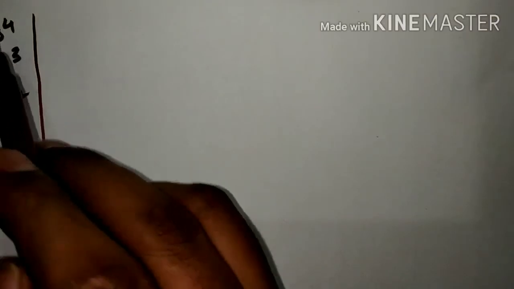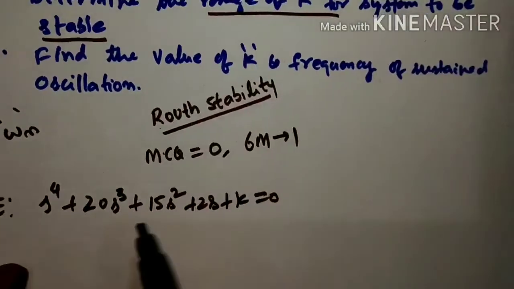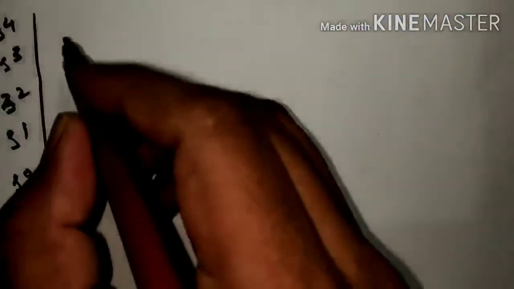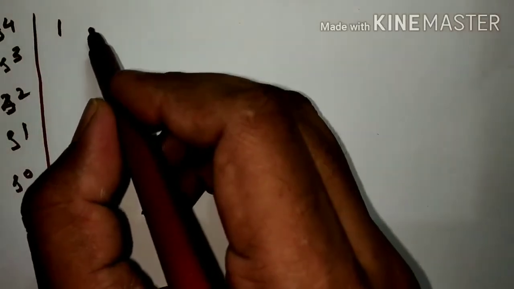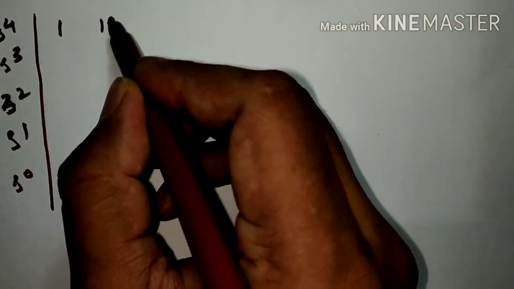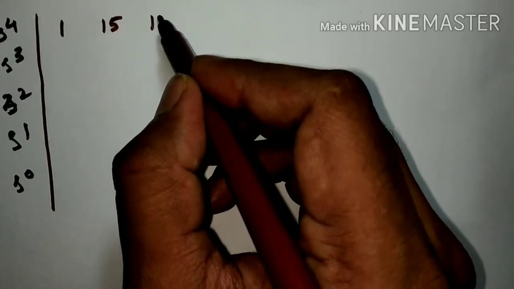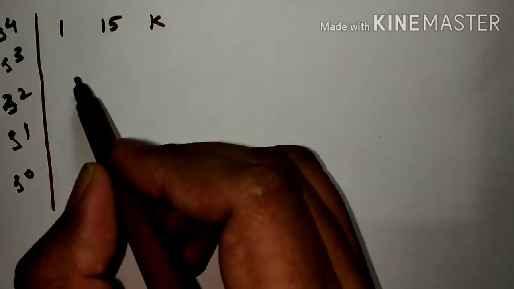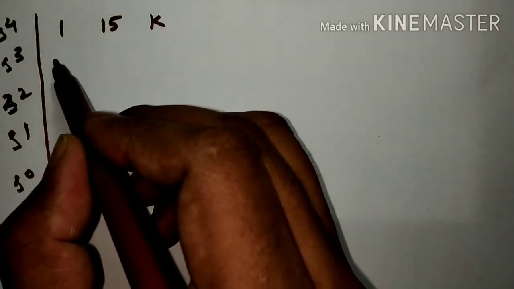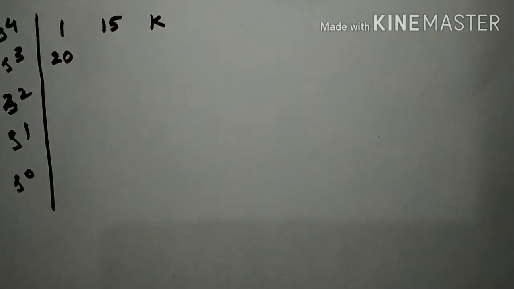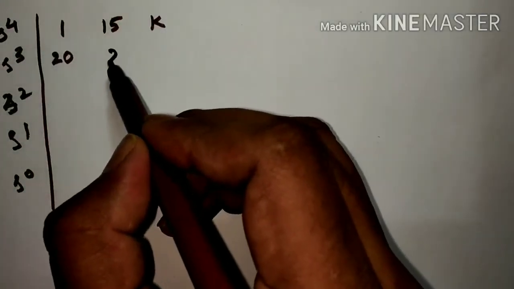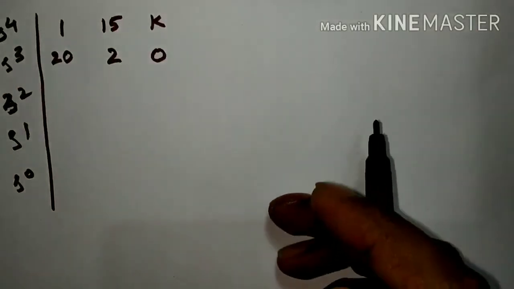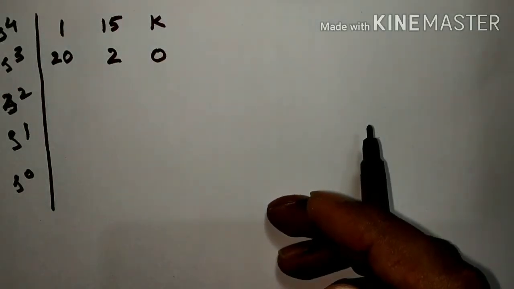What are the even power coefficients? You know that 1, I'm going to write here 1, then after that 15, then after that k. Then the odd power coefficients, that is 20 and 2, and this value becomes 0. Now we are going to find the rest.